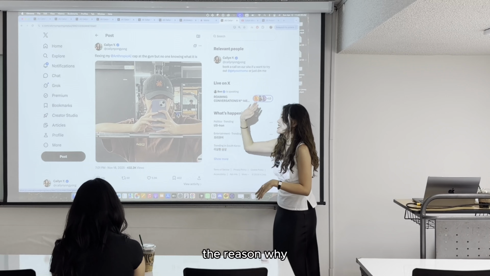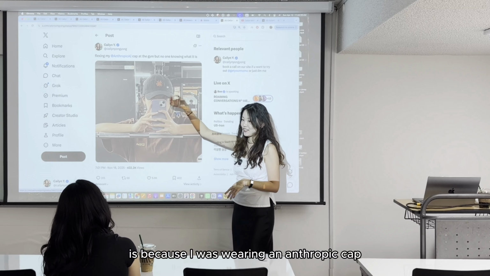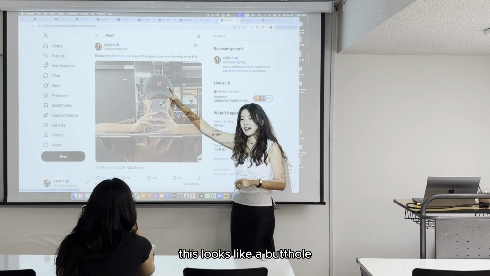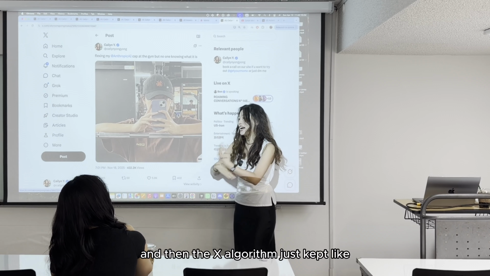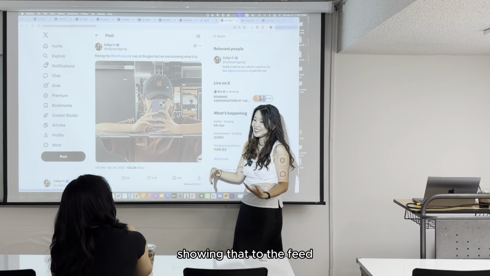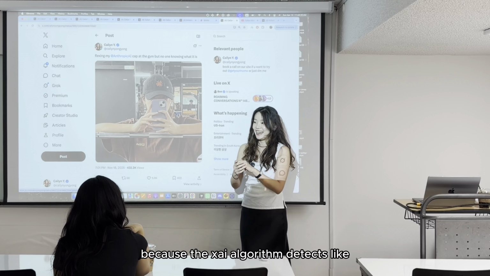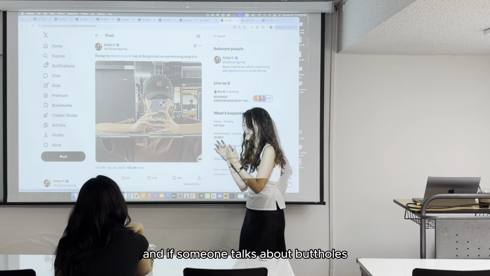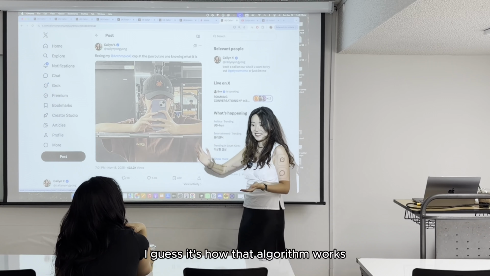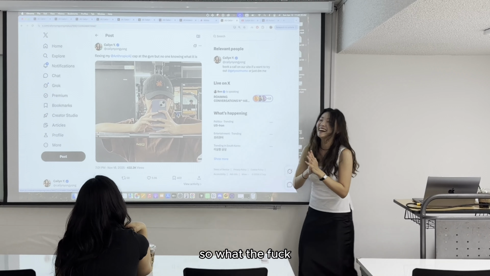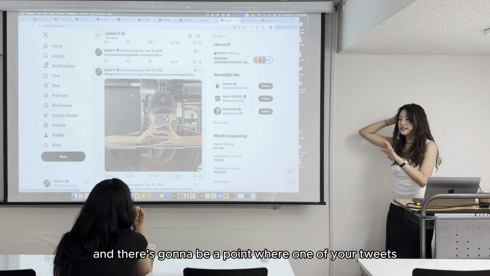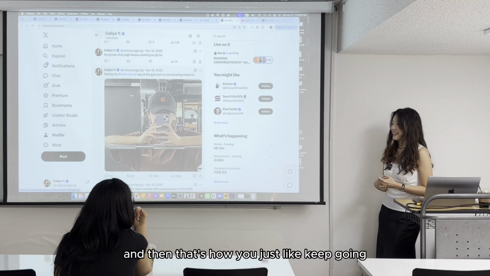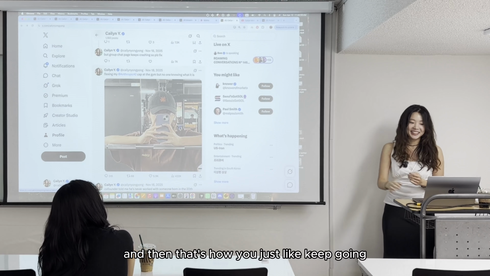The reason why is because I was wearing an Anthropic cap, and people were like, oh, this looks like a butthole. And then the X algorithm just kept showing that to the feed, because the xAI algorithm detects tweets that would go viral. And if someone talks about buttholes, I guess that's how the algorithm works. So this really blew up, and there's going to be a point where one of your tweets really blows up, and that's how you keep going.